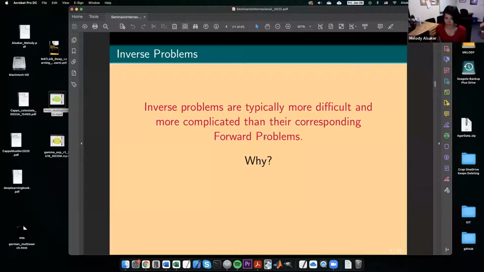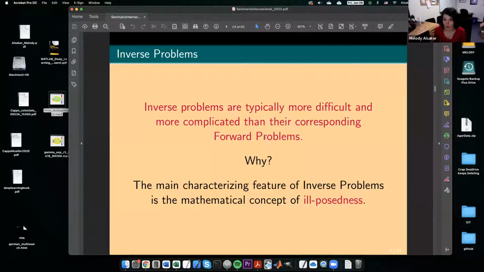And so why is this? It's because inverse problems are ill-posed. And in fact, this is considered one of the main characterizing features of any inverse problem: its ill-posedness. How ill-posed is it? And what can we do about that? So in case you don't know what ill-posedness is, it helps to know what the definition of a well-posed problem is, and then an ill-posed problem is just one that's not well-posed.